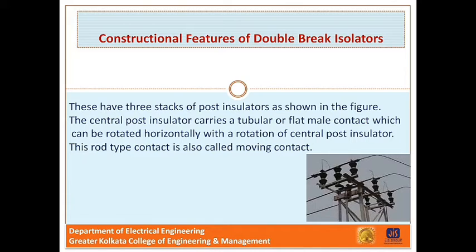The female contacts are generally in the form of spring-loaded finger contacts. The rotational movement of the male contact causes it to come into the female contacts and the isolator becomes closed. The rotation of the male contact in the opposite direction takes it out from the female contacts and the isolator becomes open. Rotation of the central post insulator is done by a driving lever mechanism at the base of the post insulator, and it is connected to the operating handle or motor of the isolator through a mechanical rod.